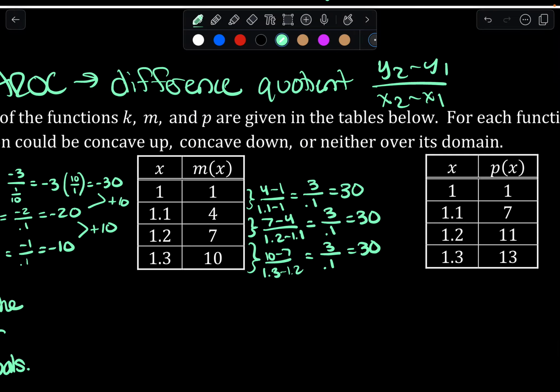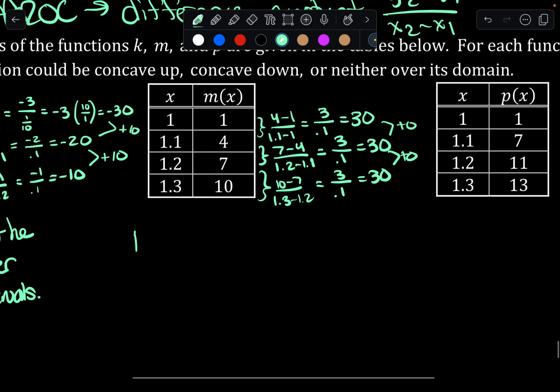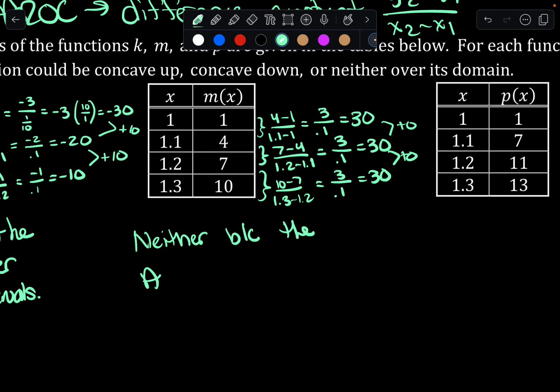So in order for a concavity to occur, the average rates of change over these small length intervals have to either be increasing or decreasing. This is constant, all right? We have plus 0, plus 0. Therefore, this is neither. So neither because the average rates of change are constant over small length intervals.